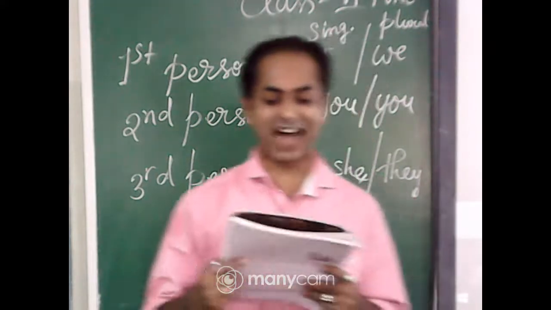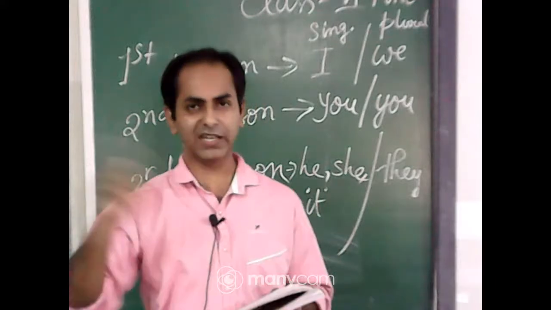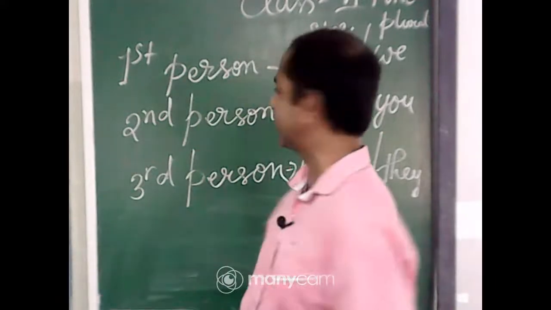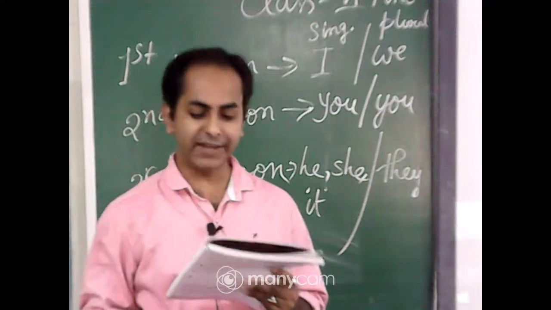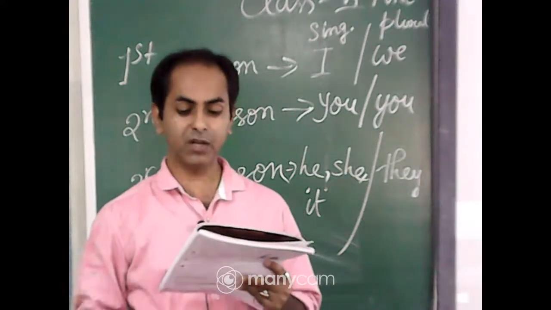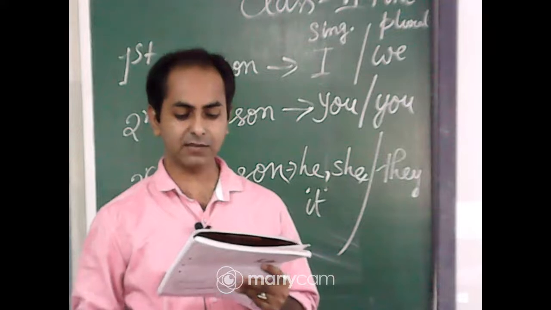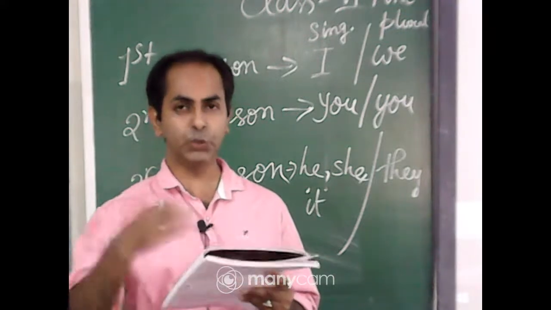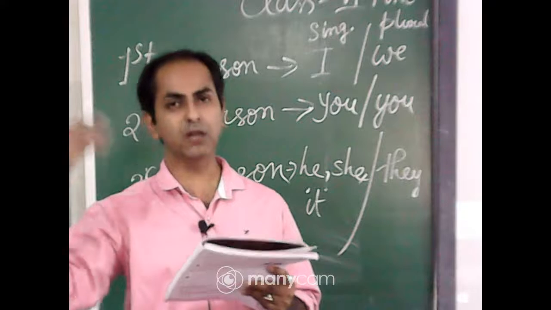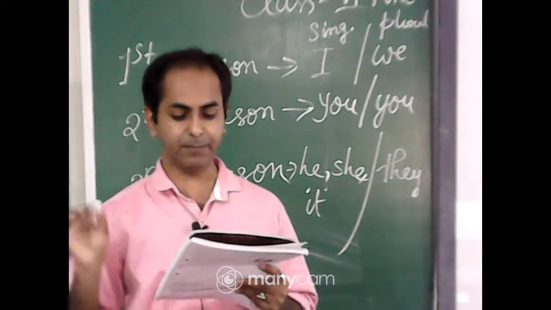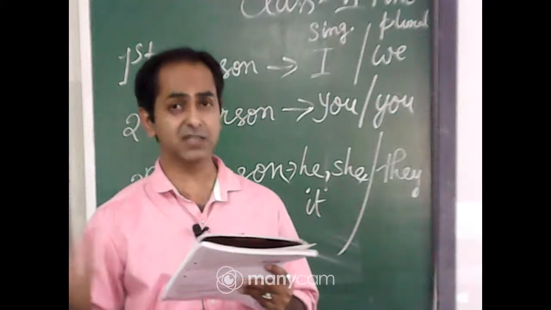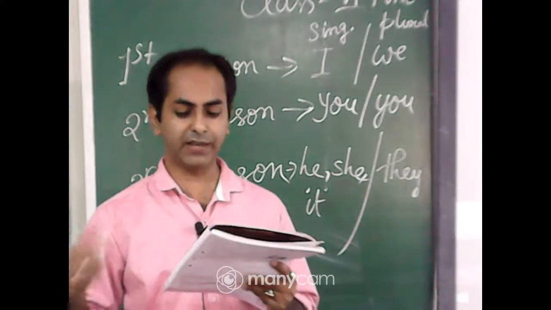Personal pronouns have 2 numbers, singular, plural. I have already written it here. So first person I, me, mine, singular. Plural, we, ours, us. Second person singular, you, yours. Plural also same, you, yours. Third person he, him, his, she, her, hers, it. And plural, they, theirs, them.